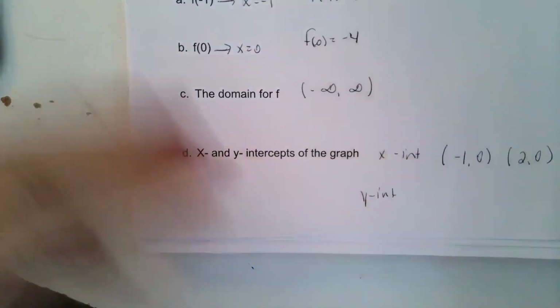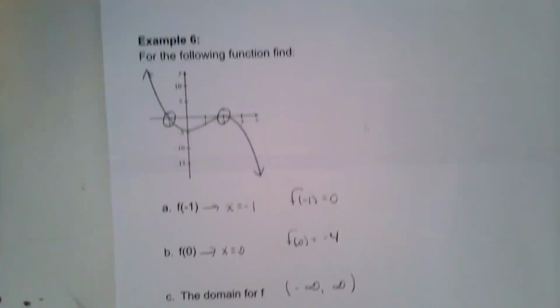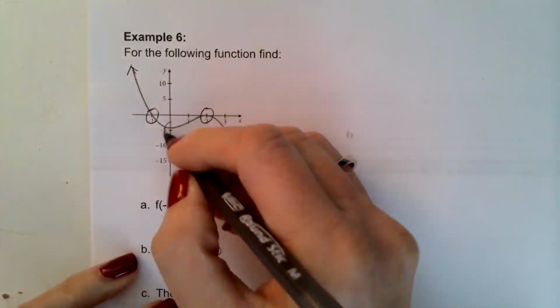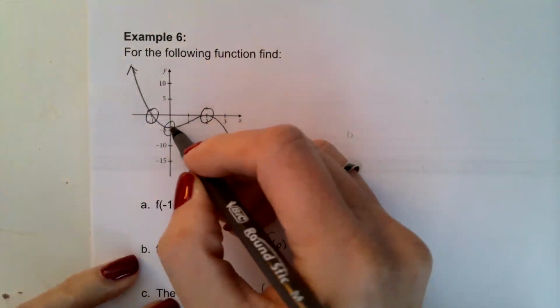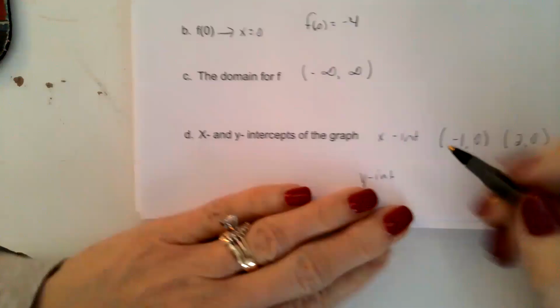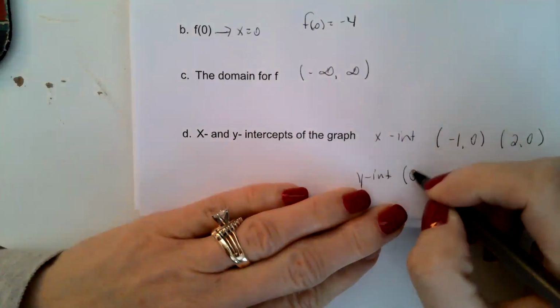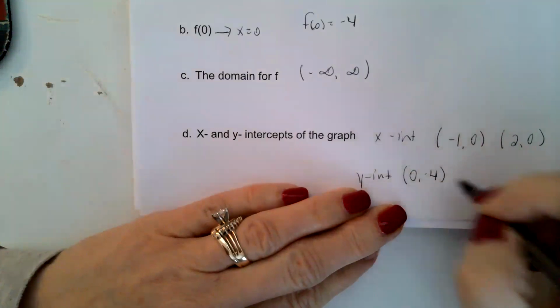And then the y-intercept, it looks like we just have that one, and it looks like it's at that -4. We talked about that just a moment ago. So that's just at when x is 0 and then -4.